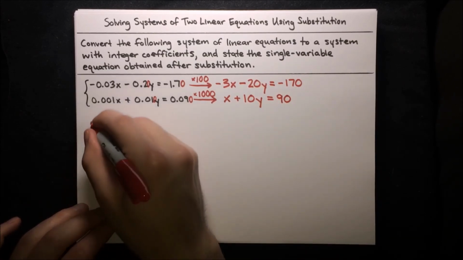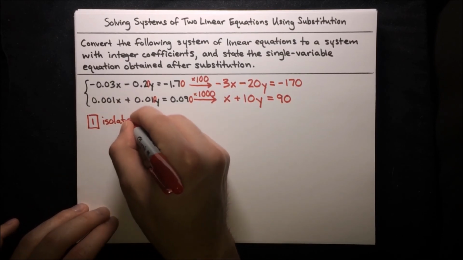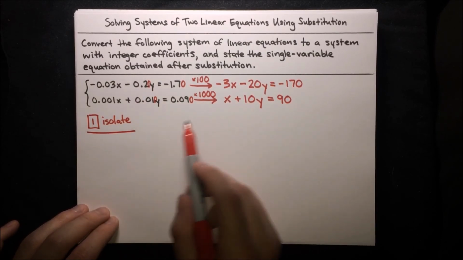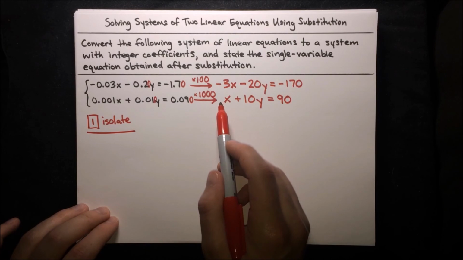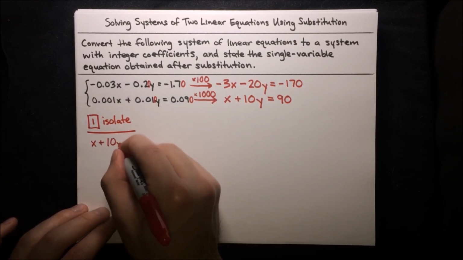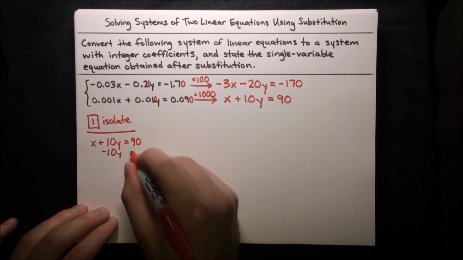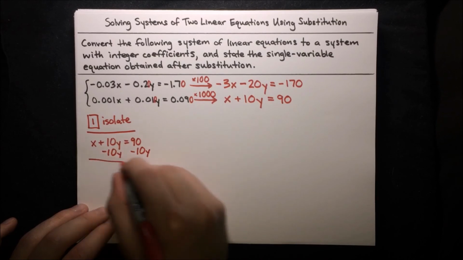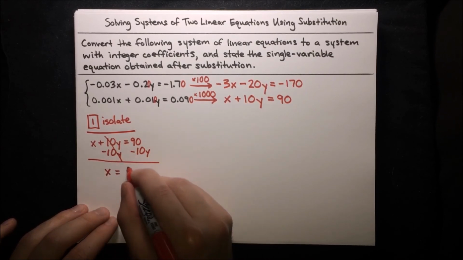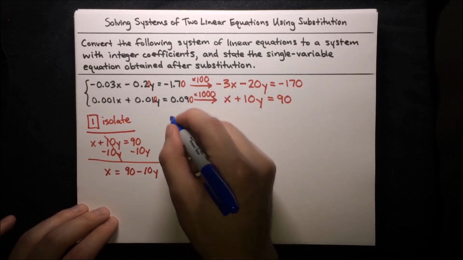And now we begin with step 1, to isolate one of these variables. It's probably easiest to do this for this x, because there's no coefficient on it at all. So we can just take that equation, x plus 10y equals 90, and subtract that 10y over to the other side, and that cancels the 10y, and we just have x equals 90 minus 10y.